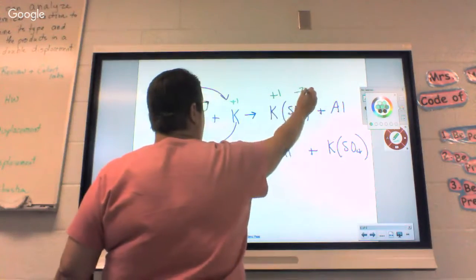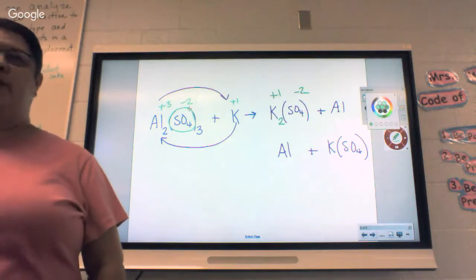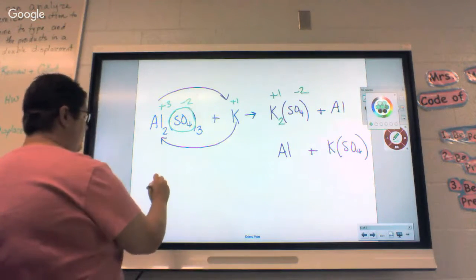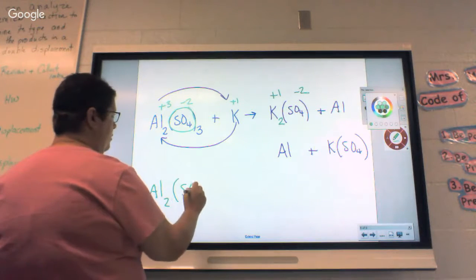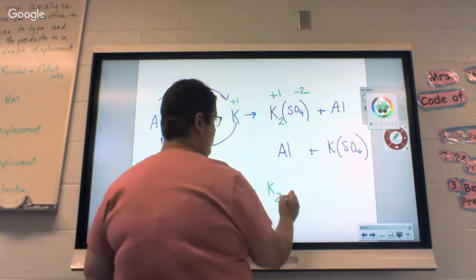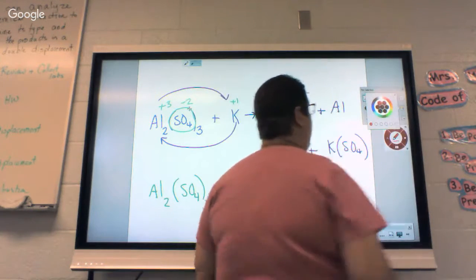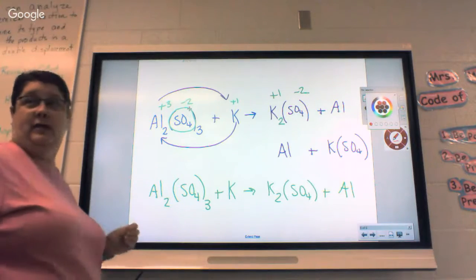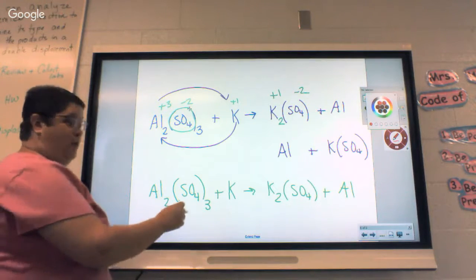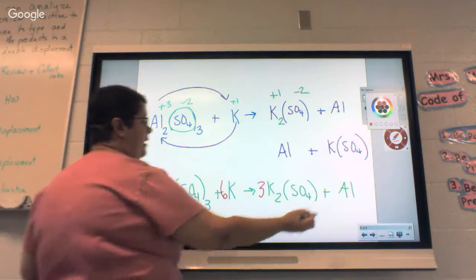All right, +1 and -2, so a 2 comes down. Aluminum is by itself. Is it one of the 7 diatomic elements? Then you put nothing on it. It gets absolutely nothing. Okay, so we have Al2 SO4 with a 3, plus K. So there's 3 SO4, so 3, 6, 6, and then 2 aluminum.